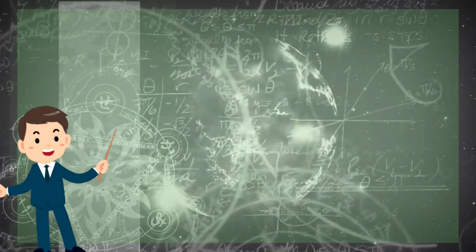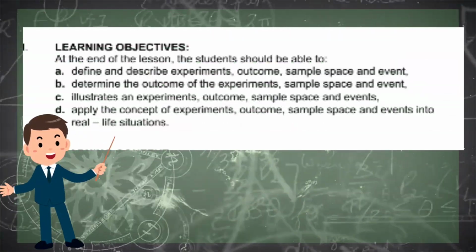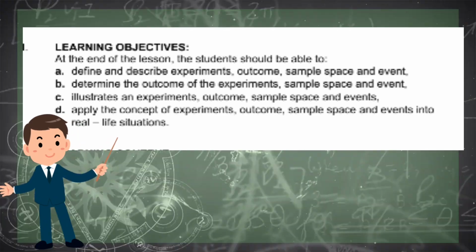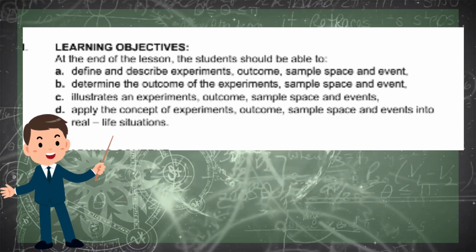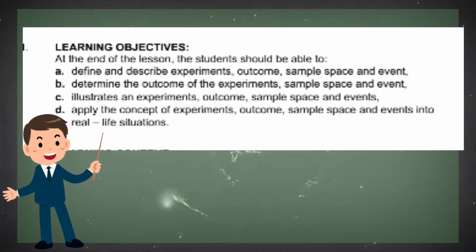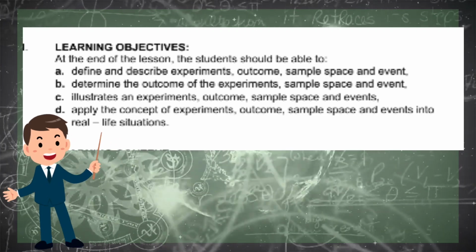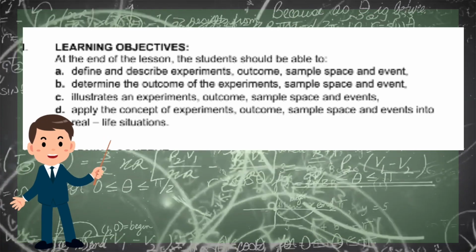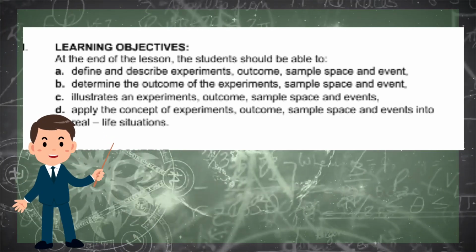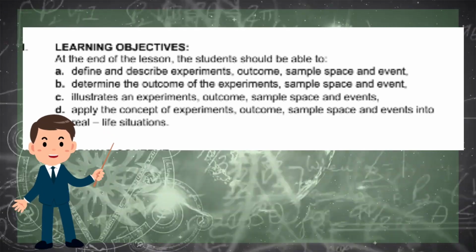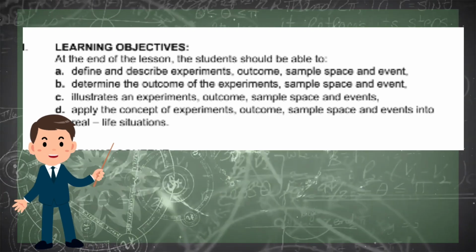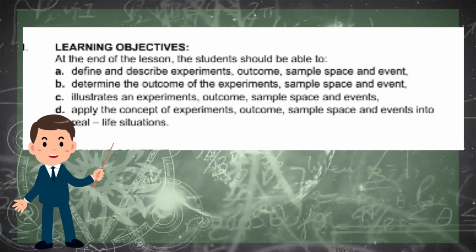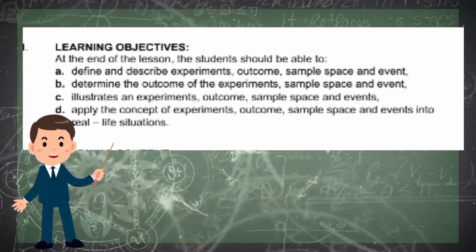Today, you are expected to define and describe experiments, outcome, sample space, and event. Determine the outcomes of the experiments, sample space, and event. Illustrate an experiment, outcome, sample space, and event. Apply the concept of experiment, outcome, sample space, and event to real-life situation.